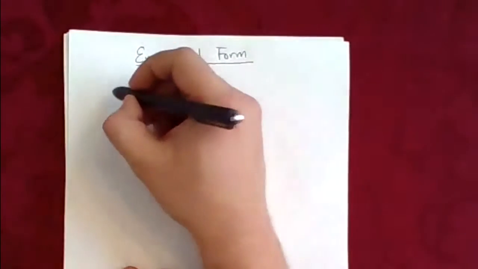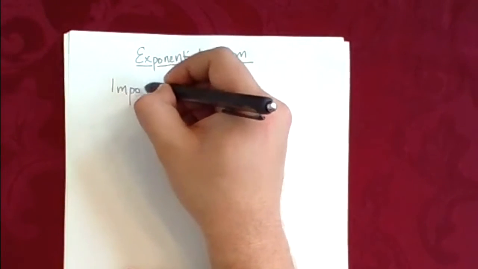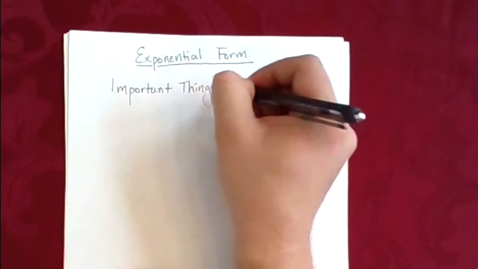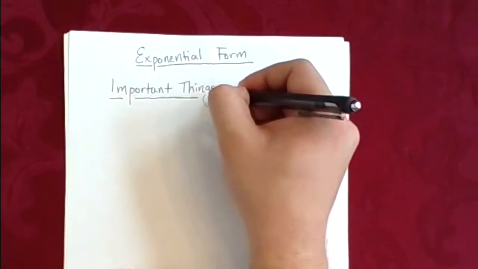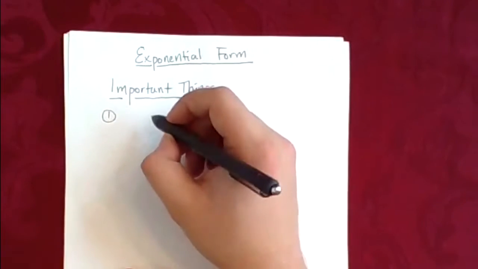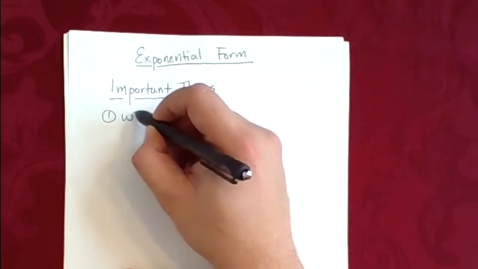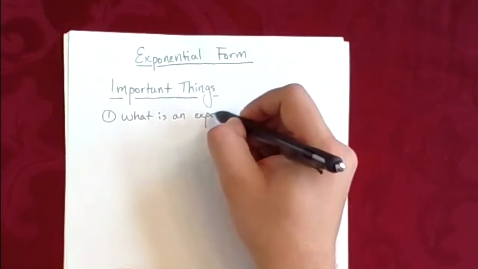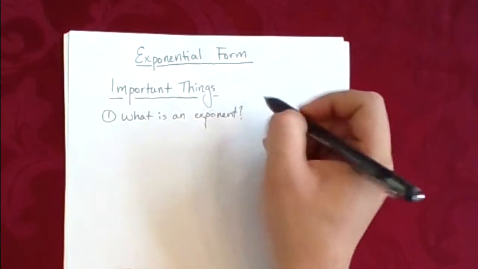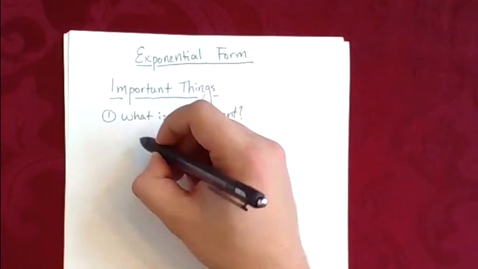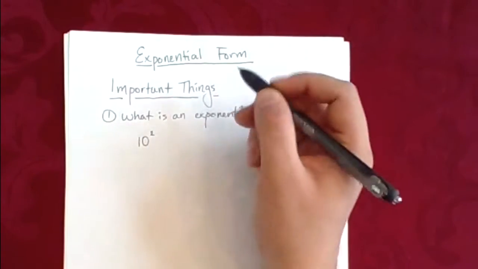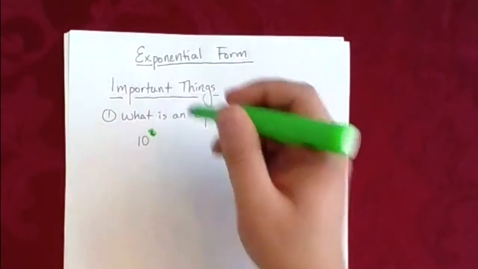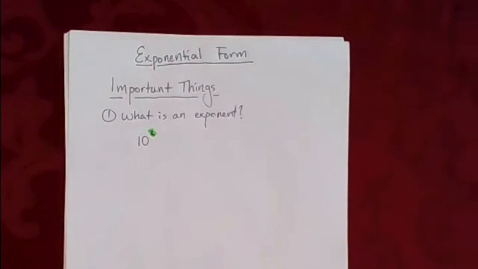So the first important thing is, what is an exponent? When we talk about an exponent, we talk about it as being the little number next to a bigger number. So that's what we mean by an exponent, that 2 right there.